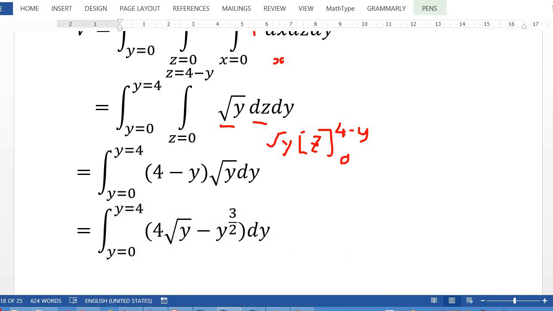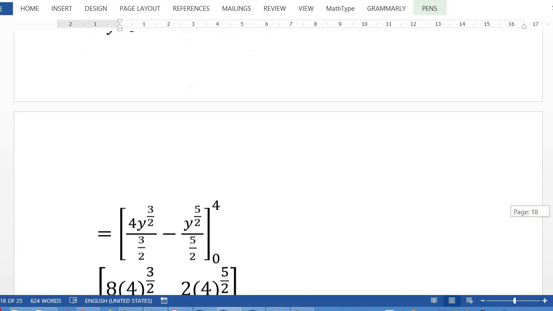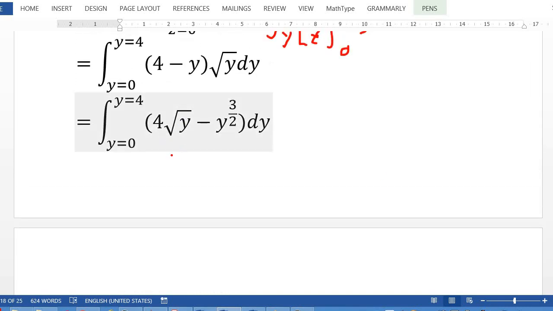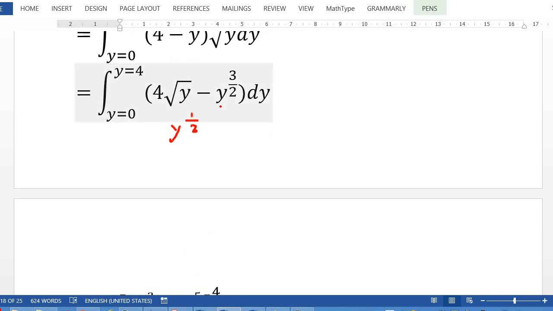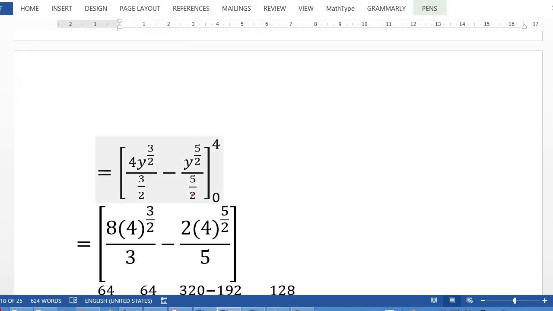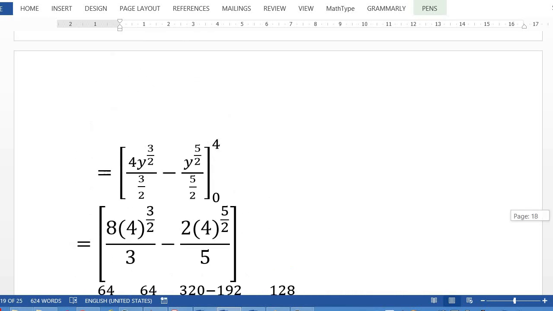You may use a scientific calculator to integrate, or you can integrate manually. Integrating 4 square root of y, which is y power half: for integration you increase the power by 1, so y power 3 over 2 divided by 3 over 2. Then integrating y power 3 over 2 becomes y power 5 over 2 divided by 5 over 2. Plug in the upper limit and lower limit and simplify, and you get the answer 128 over 15.